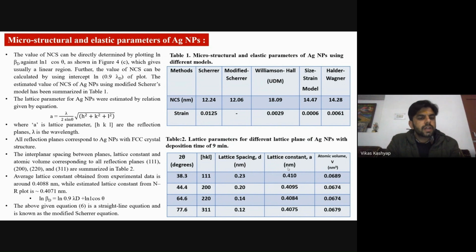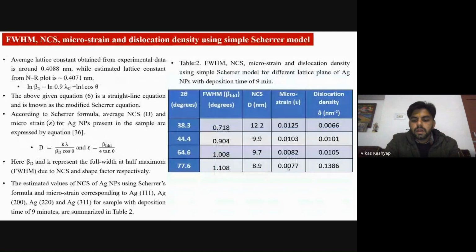This is the modified Scherrer formula. The lattice parameter is given by lambda over 2 sin theta, times the square root of h square plus k square. This is the given formula as well. All reflection planes correspond to a nanoparticle with the FCC crystal structure. The interplanar spacing between the planes, lattice constant, and atomic volume corresponding to all reflection planes 200, 220, and 311 are summarized in table 2. As well, the average lattice constant obtained from experimental data is around 0.408 nanometer, while the estimated lattice constant from the Nelson-Riley plot is 0.407 nanometer. The equation is a straight line equation and is known as the modified Scherrer equation.